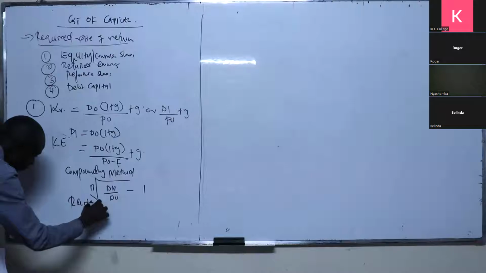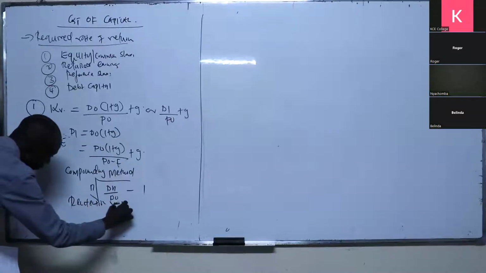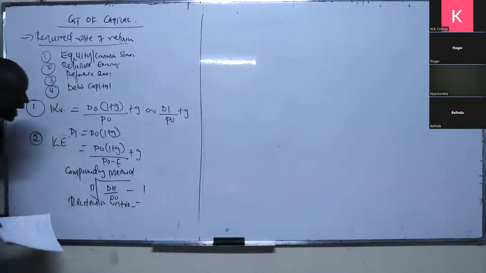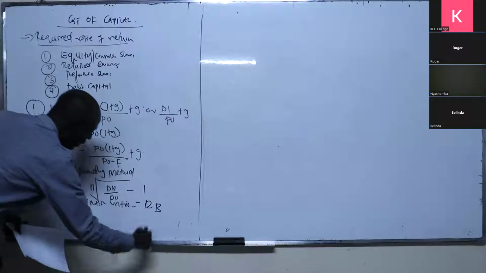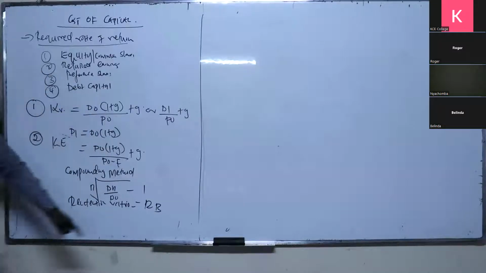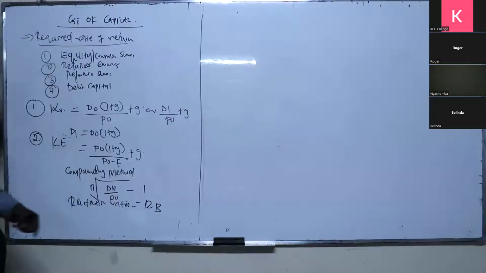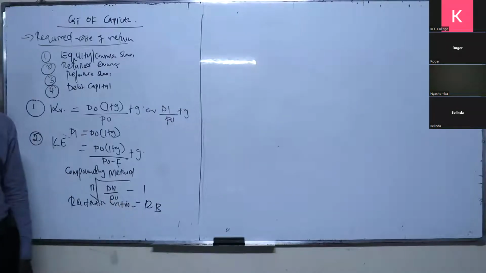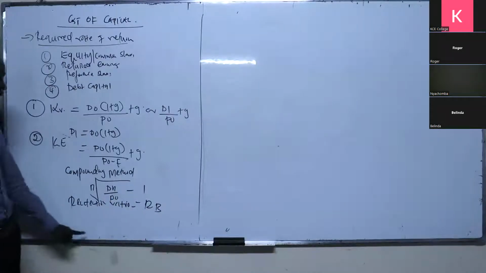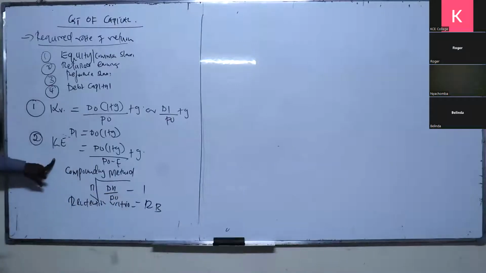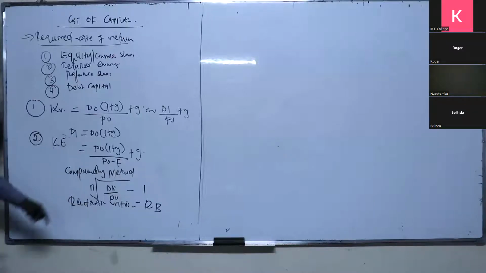Or we have what we call the retention ratio method. This one is RB. RB meaning we have the retention, that proportion, that percentage of the earnings that is retained. And then you multiply by the cost of equity. So this is the only thing you need to know under cost of equity and retained earnings. So you know the formula, and some questions will require you to compute the growth rate. So you have 2 methods of computing the growth rate.